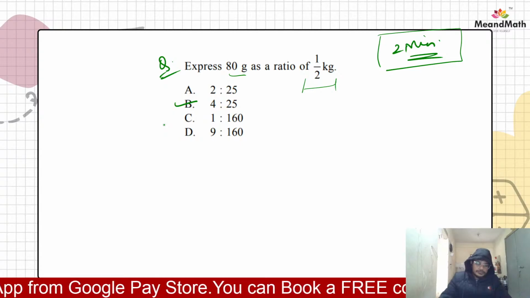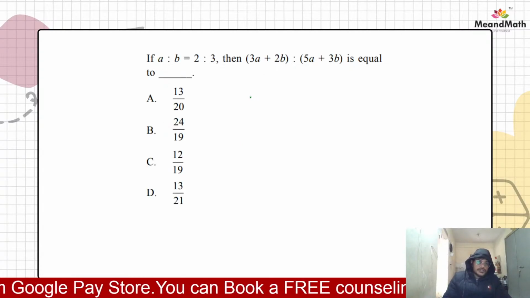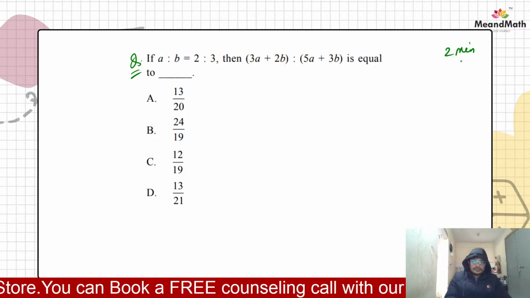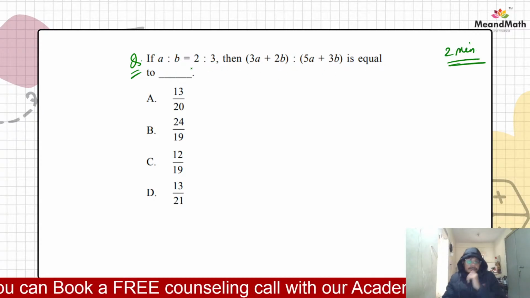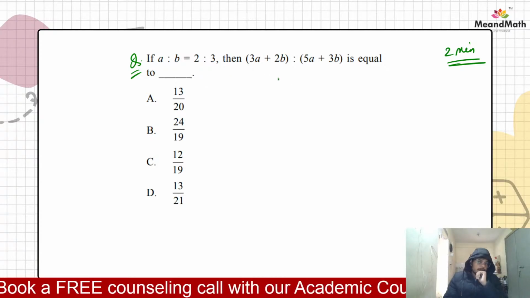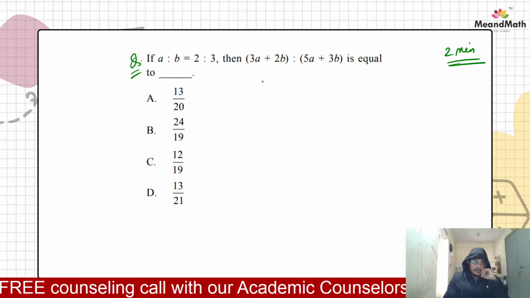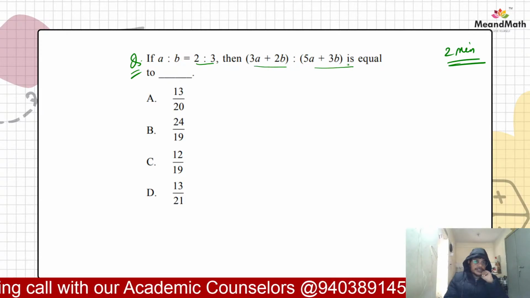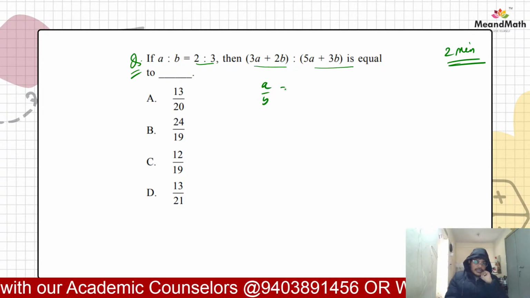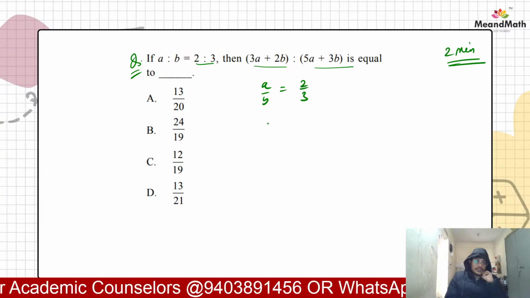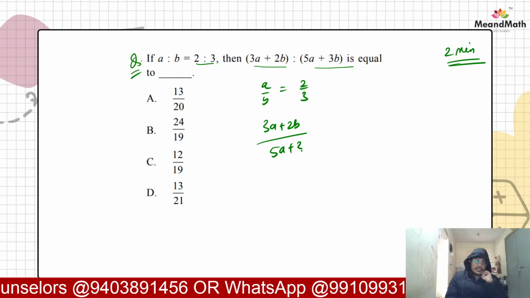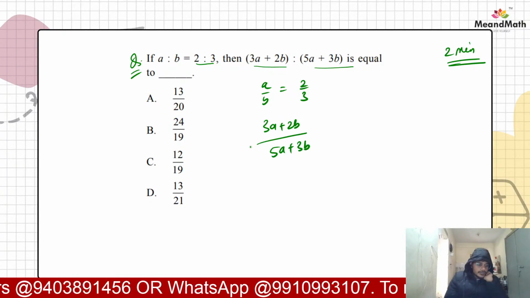4 ratio 25. Okay. So yes, 4 ratio 25 is the correct answer. Good, beta. Now do this question. Again, 2 minutes. We have done this type of question, so you can do this. A:B is 2 is to 3, and then you have to find the ratio 3A plus 2B upon 5A plus 3B. How would you solve this?